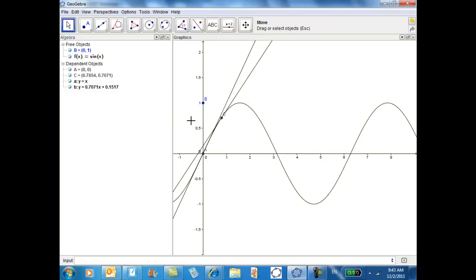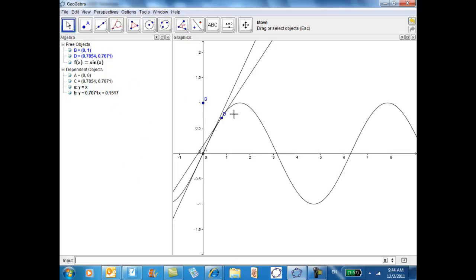So now we're going to plot the point pi over 4, comma, and we're going to grab the slope of this line there, 0.7071. There you go. Now, do you see how D overlapped with another point we had there already?